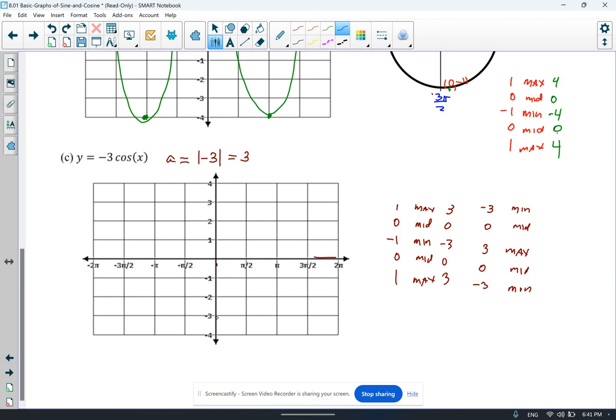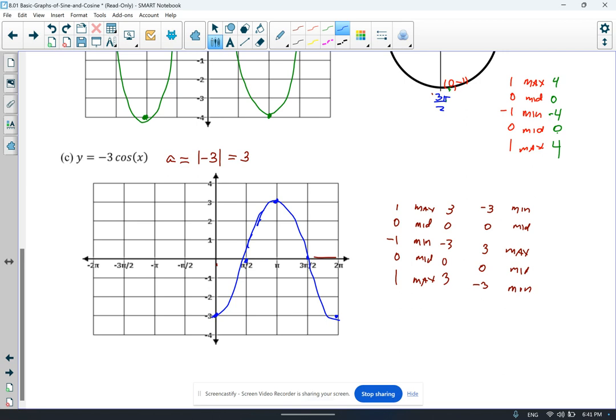So it's going to be negative 3, 0, 3, 0, negative 3. And again, make sure it's a curved shape. It shouldn't look like a V. It should be nice and smooth. Okay. And now let's go to the other side.